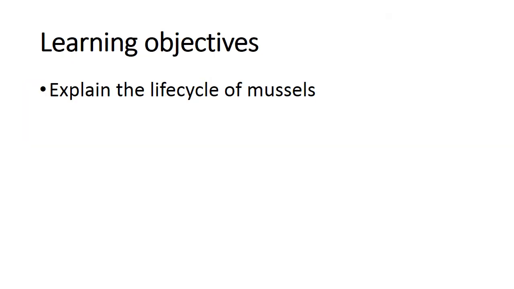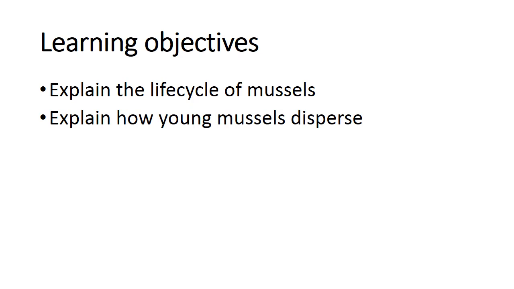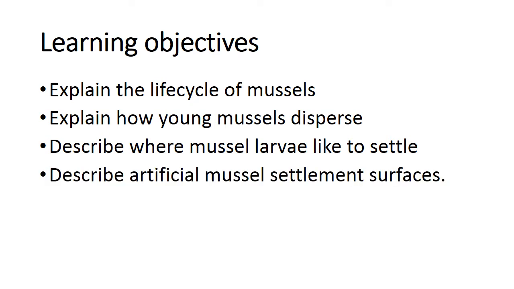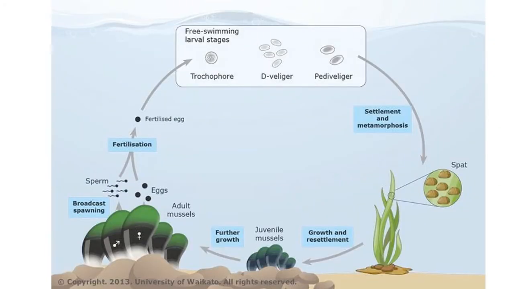explore the concept. So with every video, I have my learning objectives, or I try to, and this is a good thing at the very beginning so people know what to review. And if any time I go too fast, you can just stop the video, go back and review at your own pace. So the first one is explain the life cycle of the mussels. That's what we're going to do. Then we're going to explain how young mussels disperse, and not in great detail, so don't worry about that. Describe where mussel larvae like to settle, and describe artificial mussel settlement surfaces.